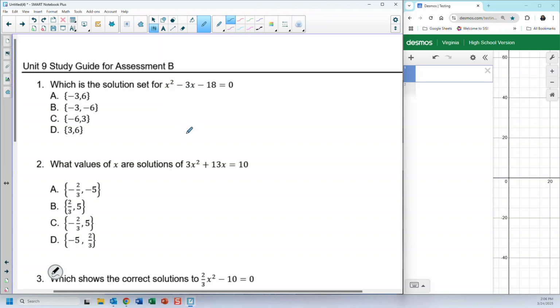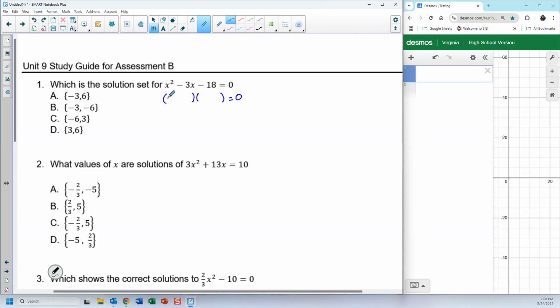Alright, the first one says, what is the solution set for this equation? Now, for this video, I will do a few different ways to solve quadratic equations depending on what the equation looks like, okay? So for this one, I'll try solving this by factoring. So I'm going to go ahead and factor out my quadratic here.